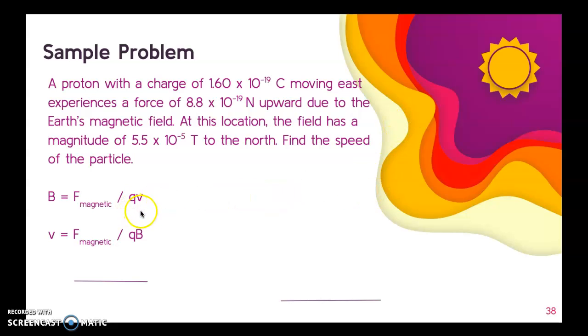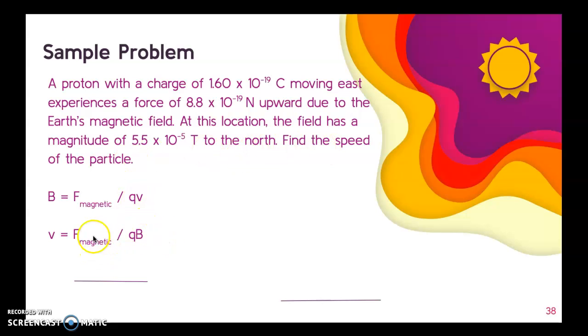So you can see my mouse, I believe. So on both sides, I'm going to multiply by V, and I'm going to divide by B, and I'm rewriting this equation this way. It's the same equation. I've just multiplied by V, divided by B, and here it is. And I'm doing that because we need to find the speed of the particle.